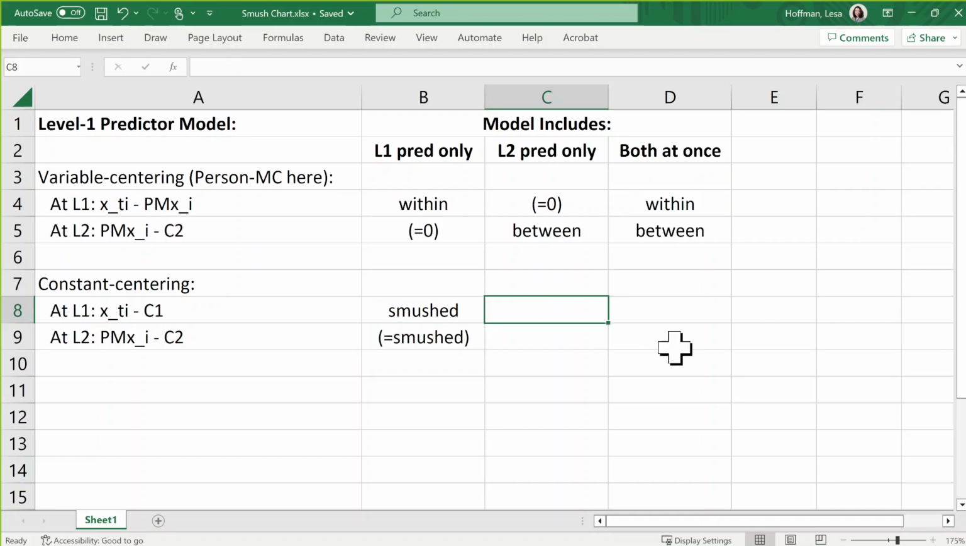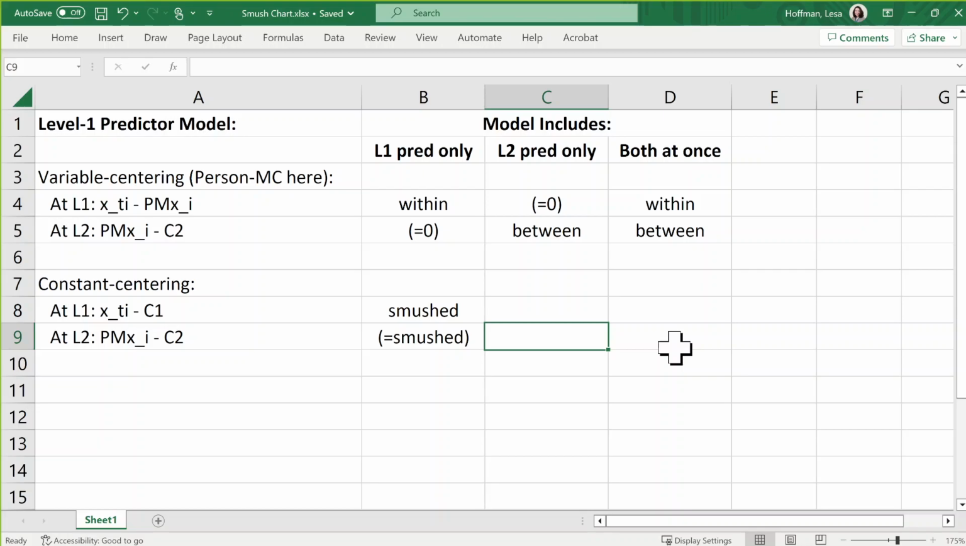How about if I put in the level 2 predictor only? Then its effect is within, between, contextual, or smushed. We got 1 vote for contextual. If it's the only one in the model.